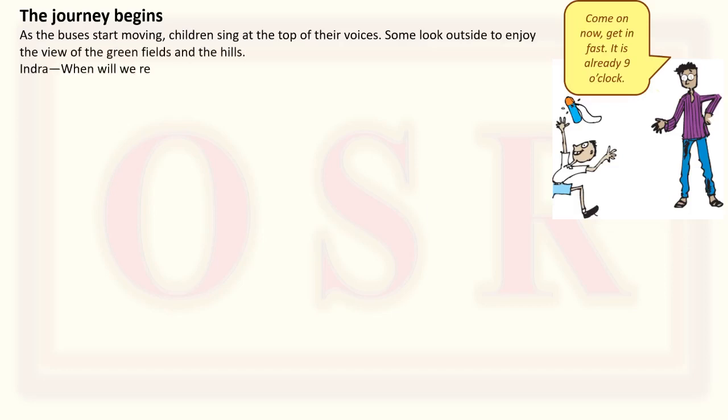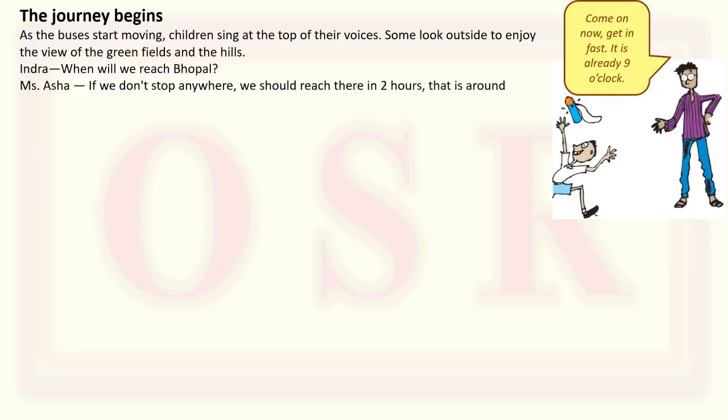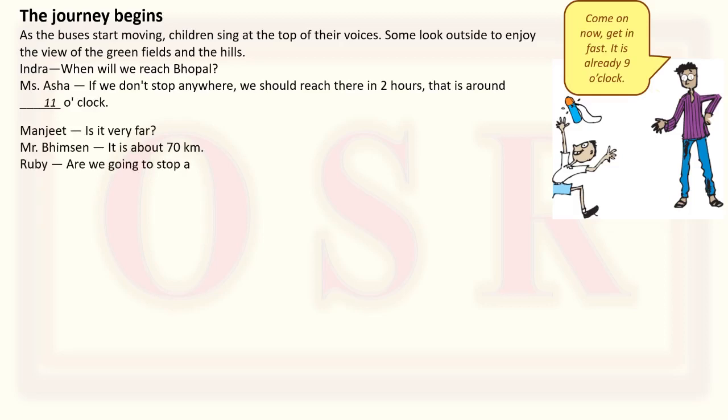Indra asks, when will we reach Bhopal? Miss Asha says, if we don't stop anywhere, we should reach there in 2 hours. That is around what time, guys? 9 means 11 o'clock, 2 hours means. Manjeet asks, is it very far? Mr. Bhimsen says, it's about 70 kilometers. Ruby asks, are we going to stop anywhere? Mr. Rakesh says, maybe at Bhimbetka, about 50 kilometers from here.